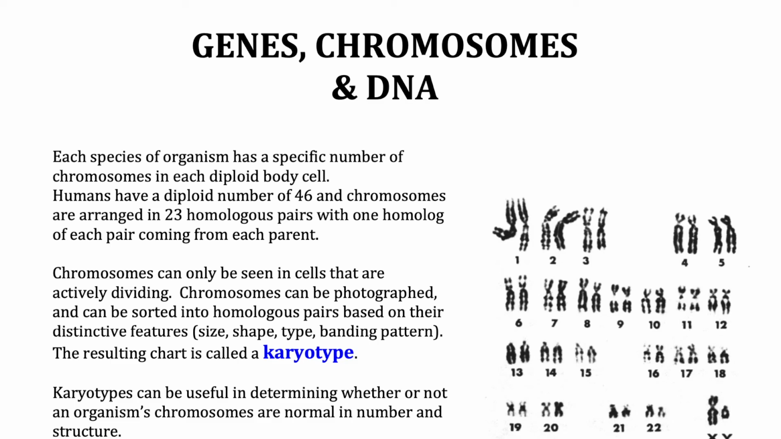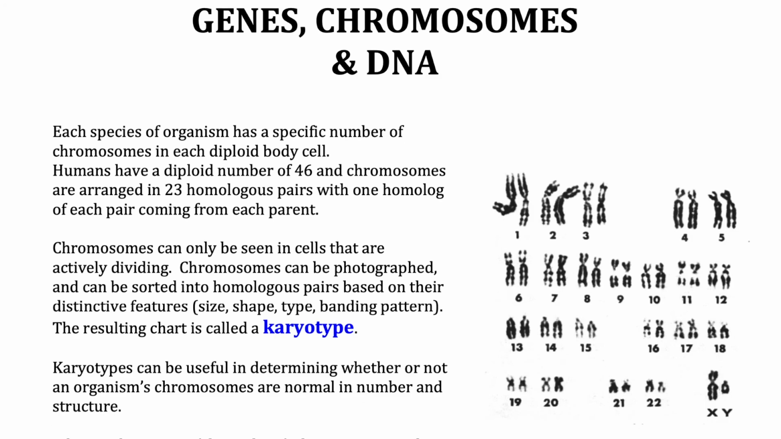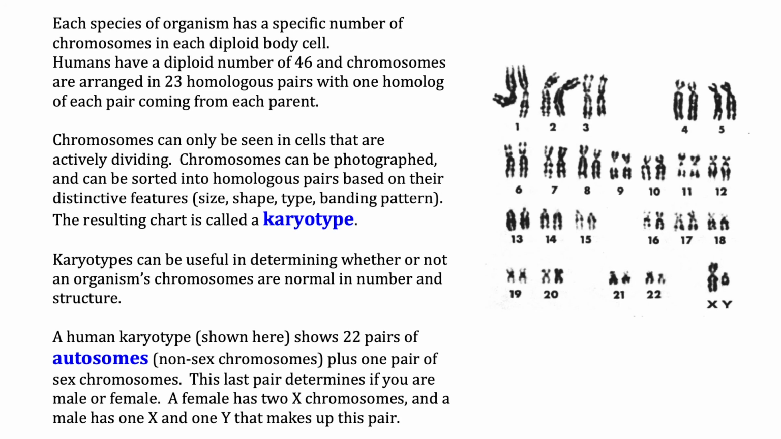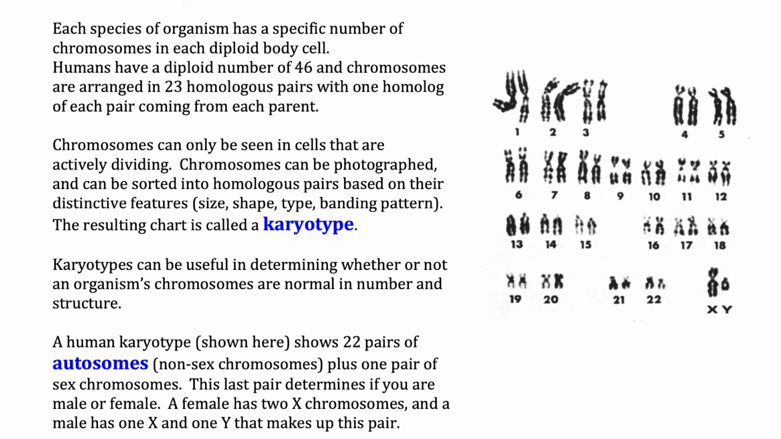Humans have a diploid number of 46, and chromosomes are arranged in 23 homologous pairs with one homologue of each pair coming from each parent. So it's like 2 times 23 is 46, and one of those two is, of course, you have mom and dad. So X and X or X and Y. Of course, it's the father who determines whether you are a boy or a girl, if he decides to give away his Y chromosome or his X chromosome.